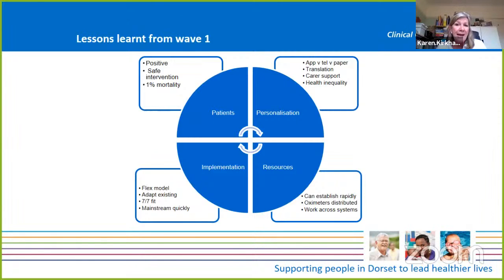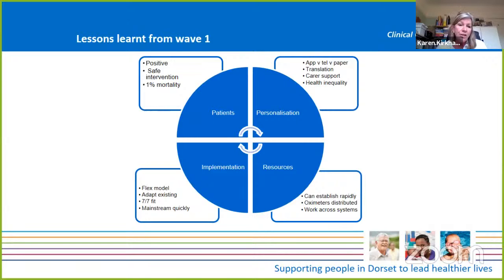Secondly, as I've described, an app versus telephone versus paper, you just need to do one of those, but do it quickly and make sure it's a safe service with good safety netting. Translation of resources has been absolutely critical. And we need to have a real focus on health inequalities of our system, going out to faith groups, helping people to understand the offer as being critically important. And I think we can do much more in terms of the comms about what it is that we're trying to do in a more widespread way.